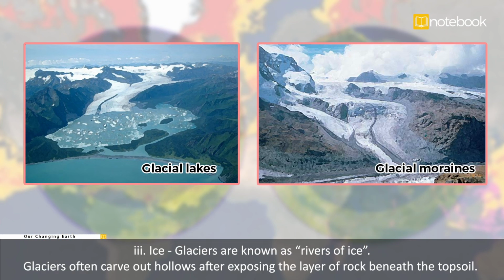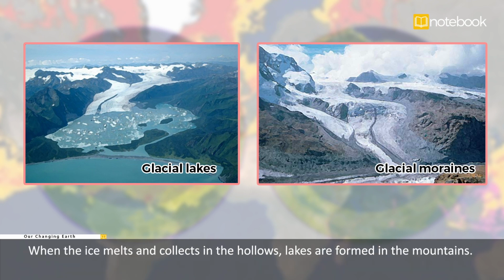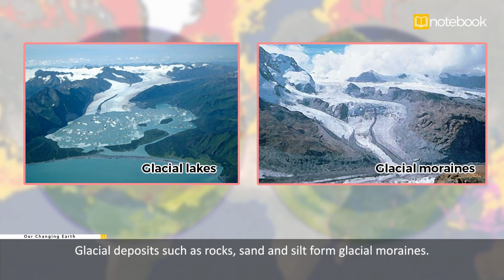3. Ice. Glaciers are known as rivers of ice. Glaciers often carve out hollows after exposing the layer of rock beneath the topsoil. When the ice melts and collects in the hollows, lakes are formed in the mountains. Glacial deposits such as rocks, sand, and silt form glacial moraines.